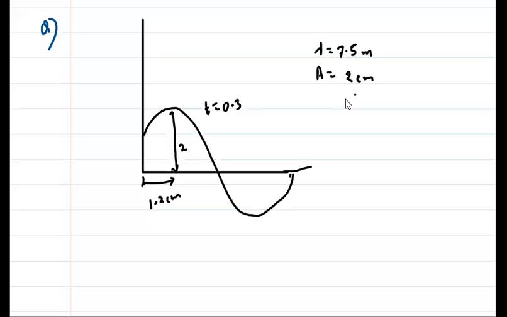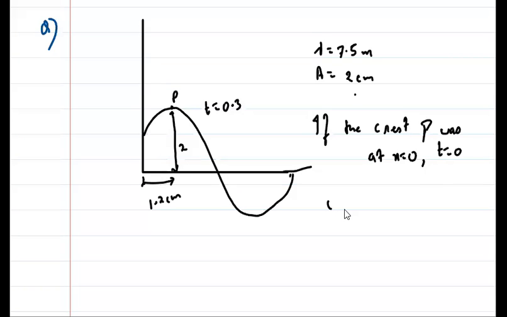Okay, right? Clear? Now tell me, what do you think? What is the equation of this traveling wave? And I have given you the initial condition also. If the crest P, this is point P, was at x equals 0 and t equals 0, write the equation of the traveling wave.